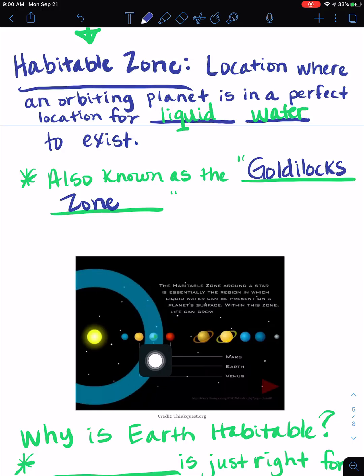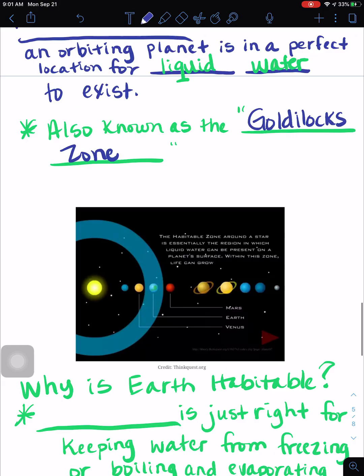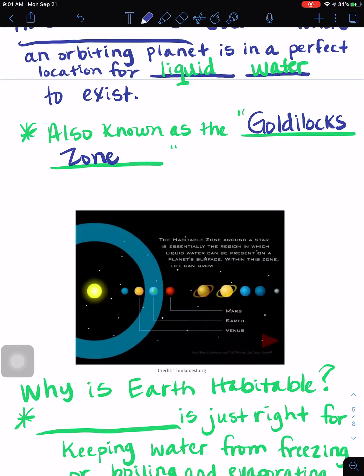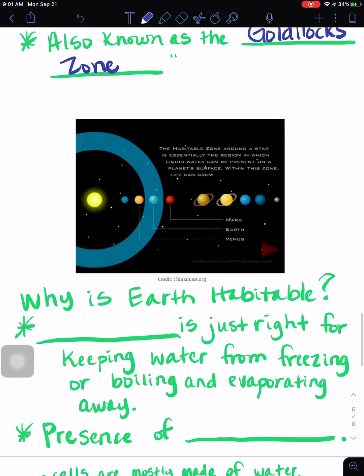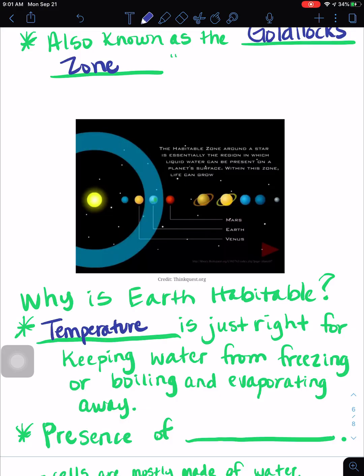And Earth is in the habitable zone because it's not too hot, it's not too cold for liquid water to be here. We have tons of it. Other planets, other moons in space, they've found ice, but it's always ice. And so that means it's too extreme of a temperature for life to exist as we know it. So why is Earth habitable? It is because the temperature is just right for keeping water from freezing or boiling and evaporating away.